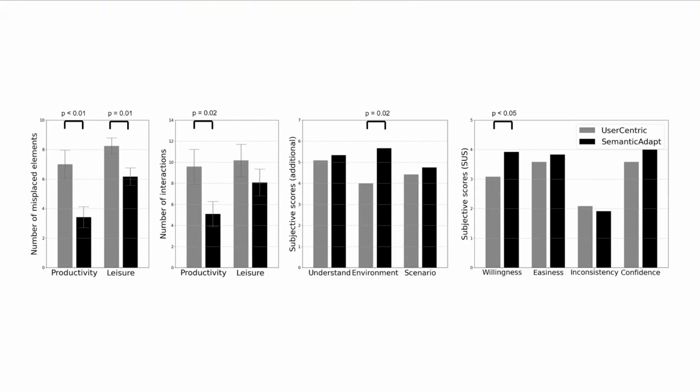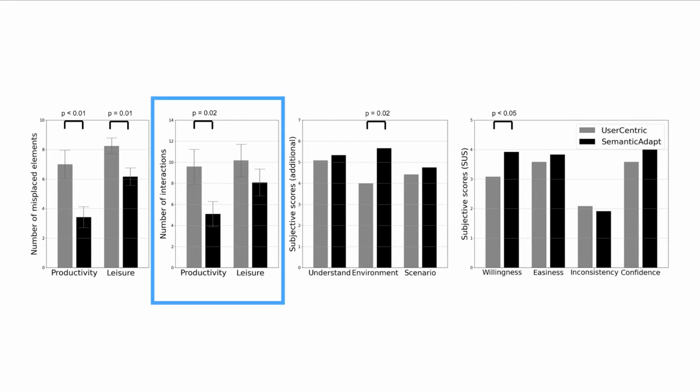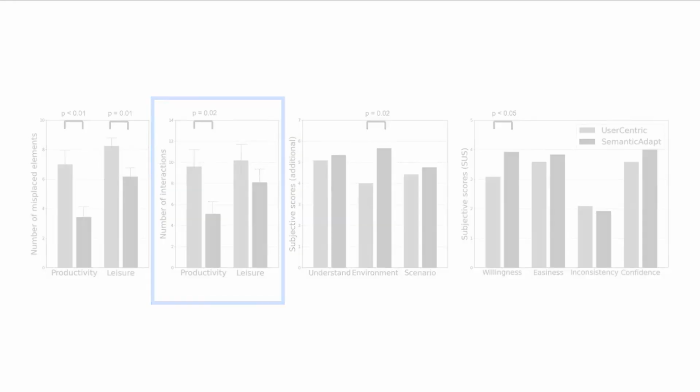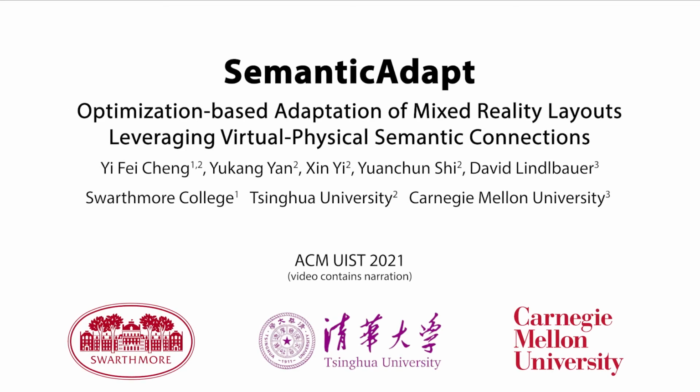We evaluated our model against a baseline that does not consider semantic associations. We found that our optimization model decreases the number of interactions required to build a satisfactory interface by 33%. In conclusion, we contribute an optimization-based approach to adapt mixed reality layouts between different environments. We believe our work is a further step forward in enabling mixed reality interfaces to be truly responsive to the context of use.